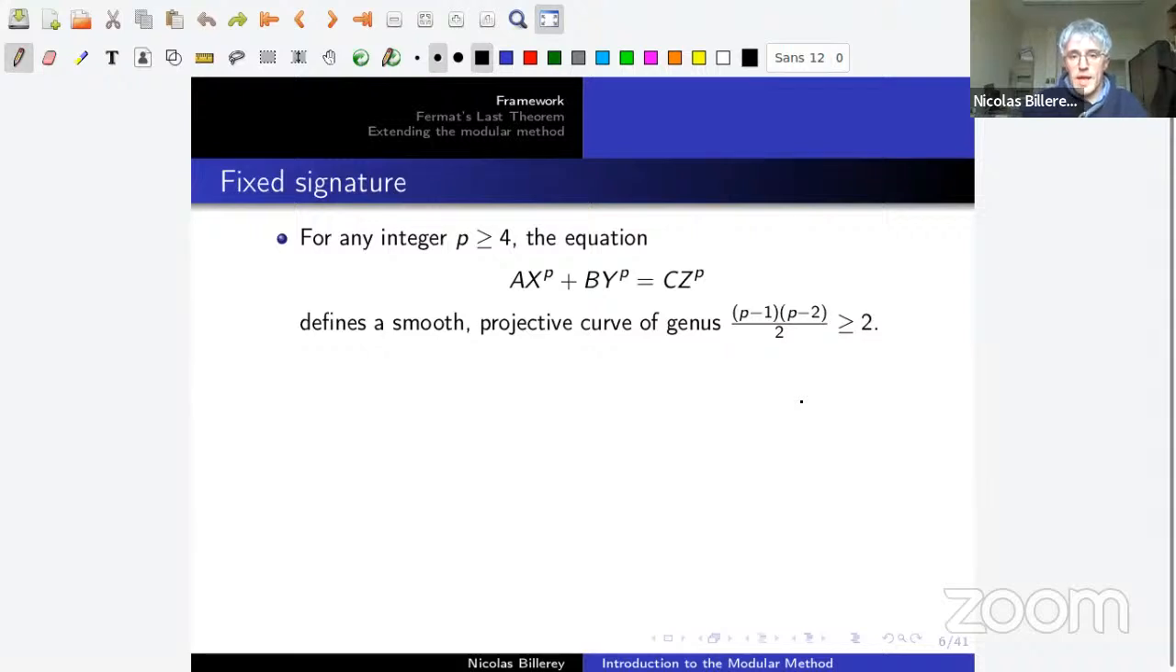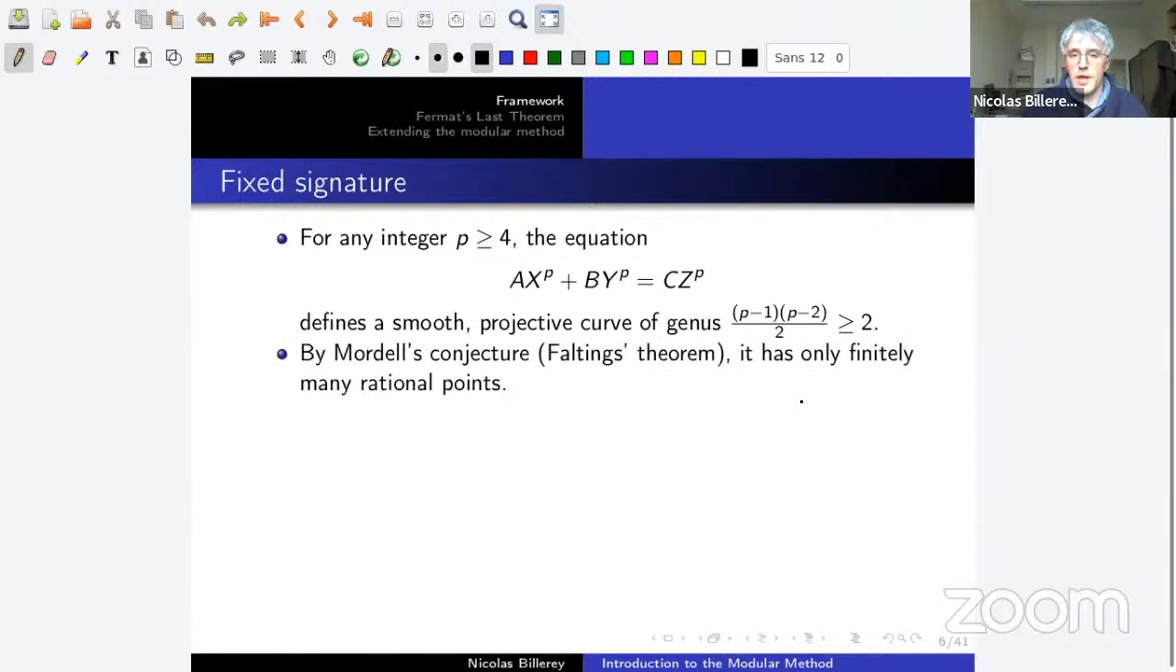So what happens for a fixed signature? The first signature you might think of is the signature where all the exponents are the same, so P, P, P. In that case, if you consider an integer P greater than or equal to 4, because you want this condition, then 1 over P plus 1 over P plus 1 over P is less than 1. And you take an equation with coefficients A, B, and C like this. This defines a smooth projective curve of genus (P minus 1) times (P minus 2) over 2, which turns out to be greater than or equal to 2 if P is greater than or equal to 4, right? So you can apply the Mordell conjecture, which is a theorem by Faltings now, and it tells you that such an equation has only finitely many rational points. So that's a finiteness result for these kinds of equations. Of course, it's not effective.